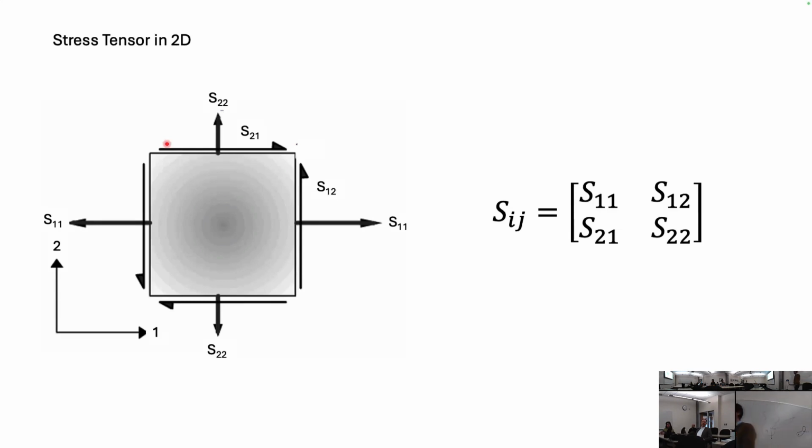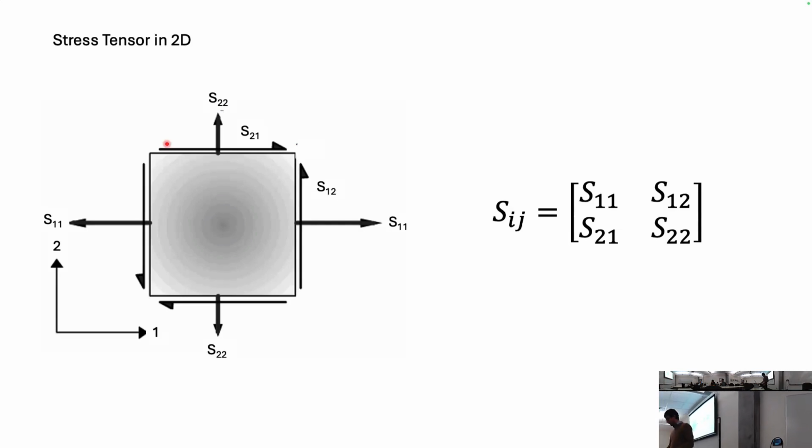How about unequal normal stresses? Unequal normal stresses are totally okay. You can imagine you can push harder this way than this way. We deal with that all the time, and we'll talk much more about that later.